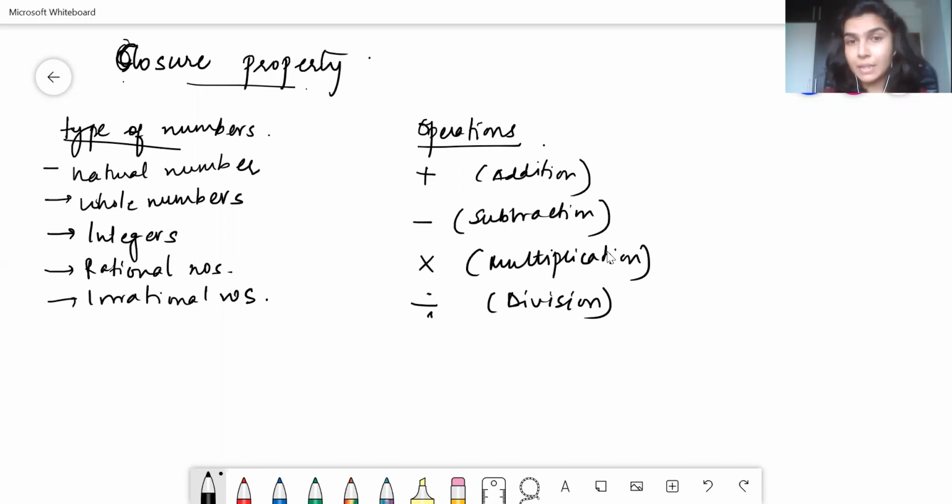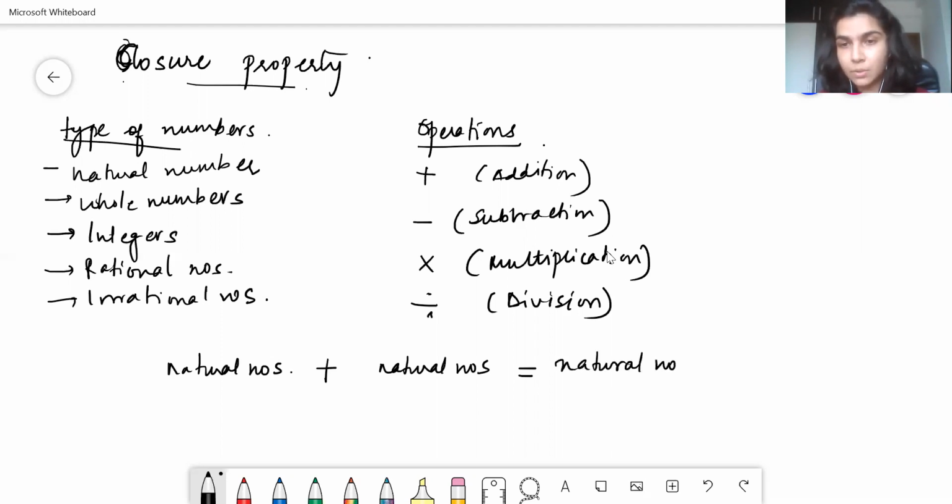Closure property tells me that if I am applying any operation on a given type of number, so suppose we take natural numbers, and I'm doing an operation on natural numbers. Let's take addition as the operation. If I add two natural numbers, and as an answer I also get a natural number, then what do I say? I say that natural numbers are closed under addition.